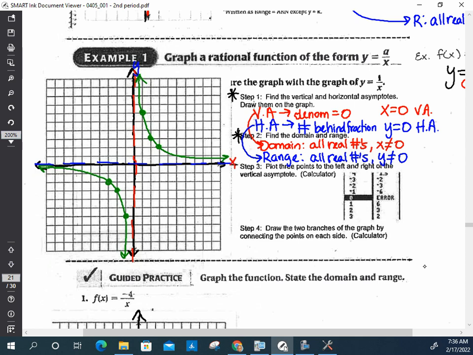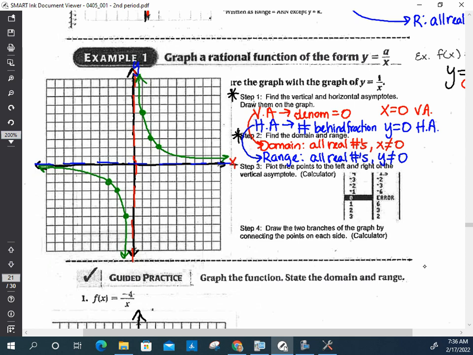Most of the work will come in getting the points that you're going to plot. Doing vertical and horizontal asymptotes is actually pretty simple. Domain and range is pretty simple. Most of the work comes from getting the information out of the calculator.